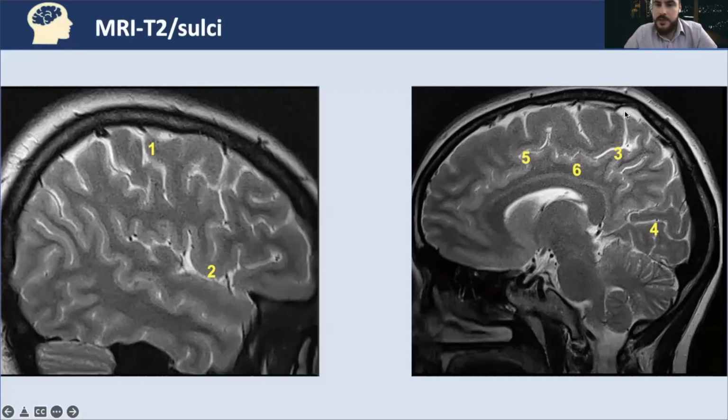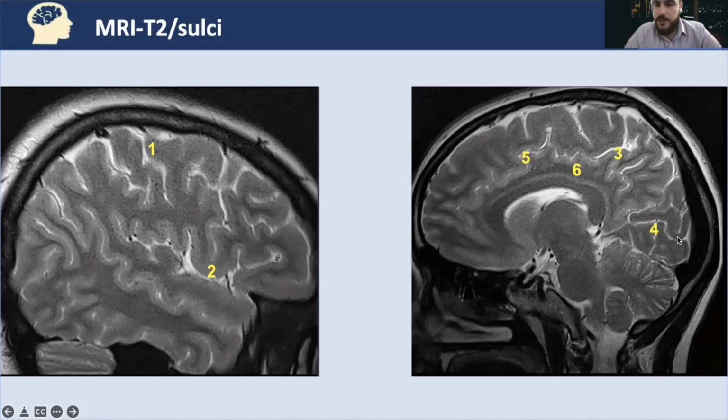Number three. Anyone can guess what number three is? What is this sulci? Central sulcus. Post center. Not exactly. Marginal sulcus. This is the marginal sulcus. Continues from the cingulate sulcus and then goes from the medial surface to the lateral. This is the marginal sulcus.